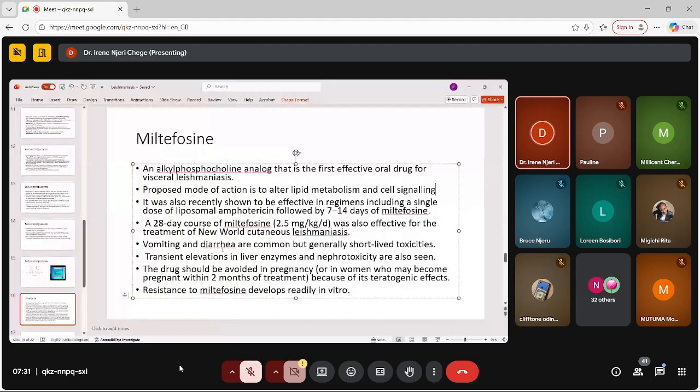So the thinking is that Leishmania has a similar sterol composition to fungi. And remember we said that in fungus, the drug binds to sterols, and then it can create pores, and the pores can cause cell leakage and therefore cell death.